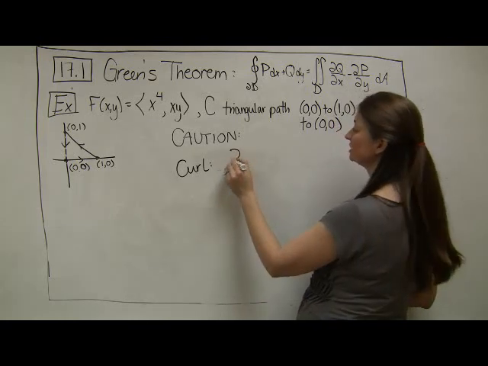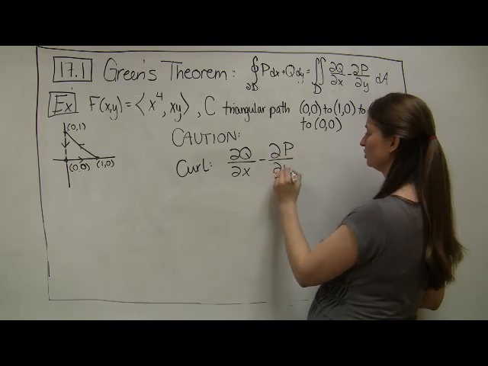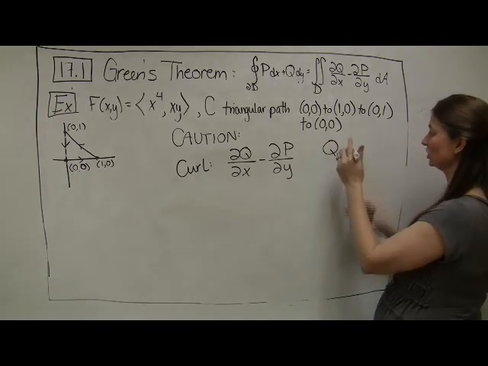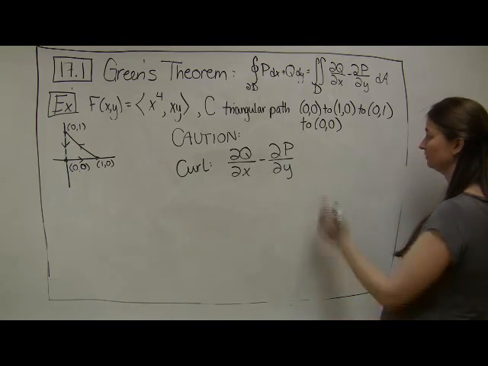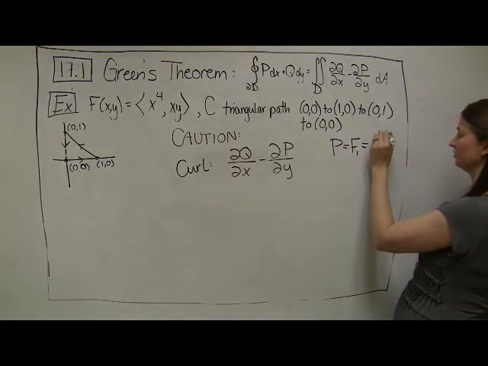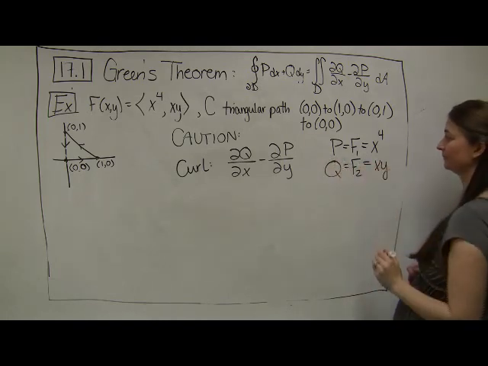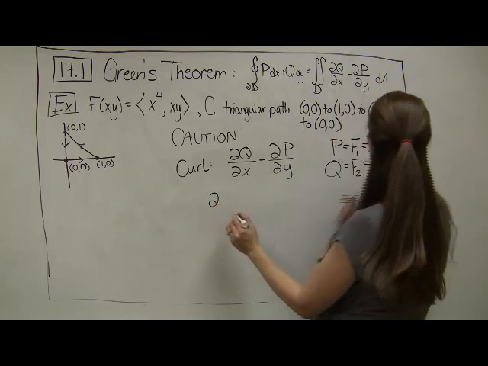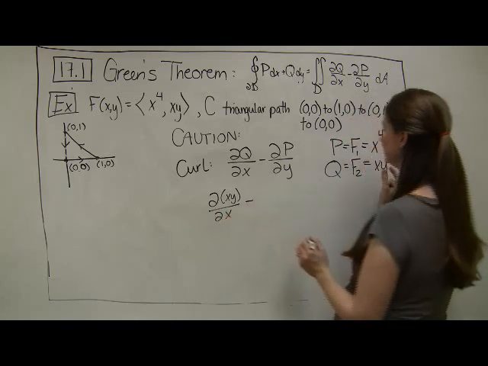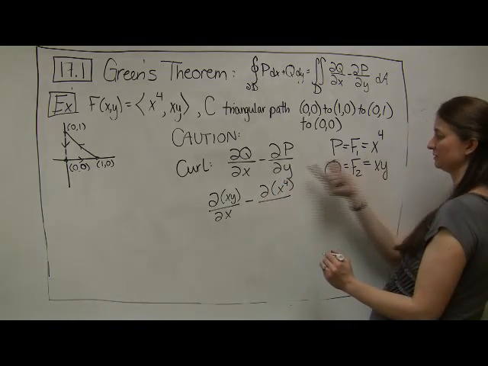So we can compute our curl, which is the partial derivative of q with respect to x minus the partial of p with respect to y. And recall, in this construction, q is always the second term. Maybe I'll write it in the right order so it'll be more helpful. P is always equal to the first component function, which in this case is x to the fourth. And q is always equal to the second component function, which in this case is xy. So I'm computing the partial derivative of q, which is xy, with respect to x, minus the partial derivative of p, which in this case is x to the fourth, with respect to y.